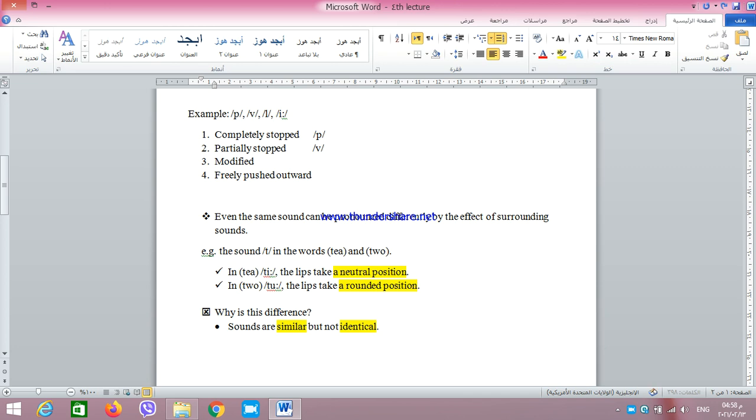Sometimes the airflow is modified. It's not stopped partially, not stopped completely, but it is modified. That is, the direction of the airflow is modified. And this is happening in the sound L. You can feel that the center of the mouth is closed while the sides of the mouth are open. So instead of going through the center, because there is a closure or a contact between the tip of the tongue and the alveolar ridge, the air goes out through the sides.